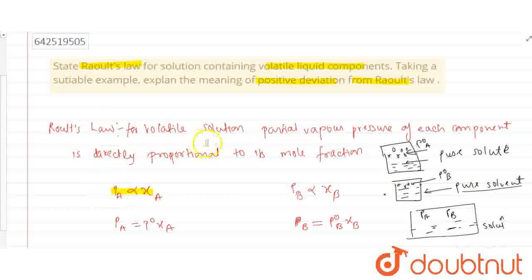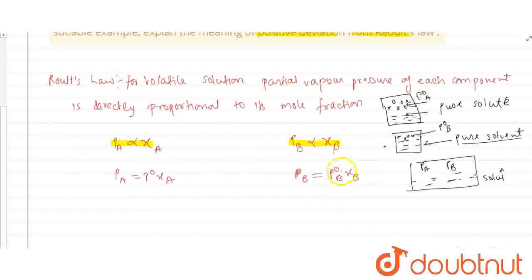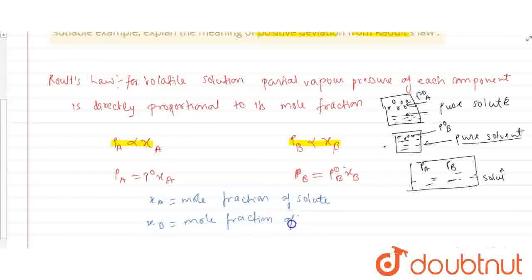So for forming a volatile solution, volatile means it can be converted into vapors. For a volatile solution, the vapor pressure of the solute is proportional to its mole fraction, and that of the solvent is also proportional to its mole fraction. And you can write PA equals P naught A XA and PB equals P naught B XB, where XA is the mole fraction of solute, and XB is the mole fraction of solvent.